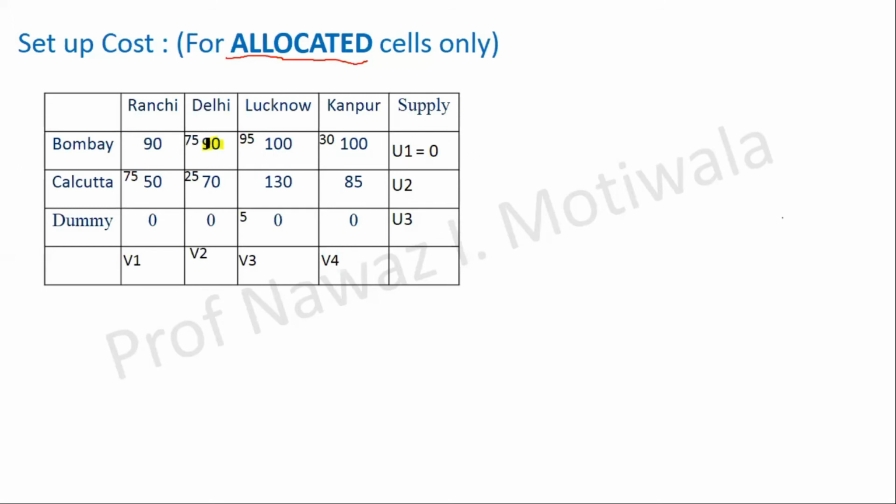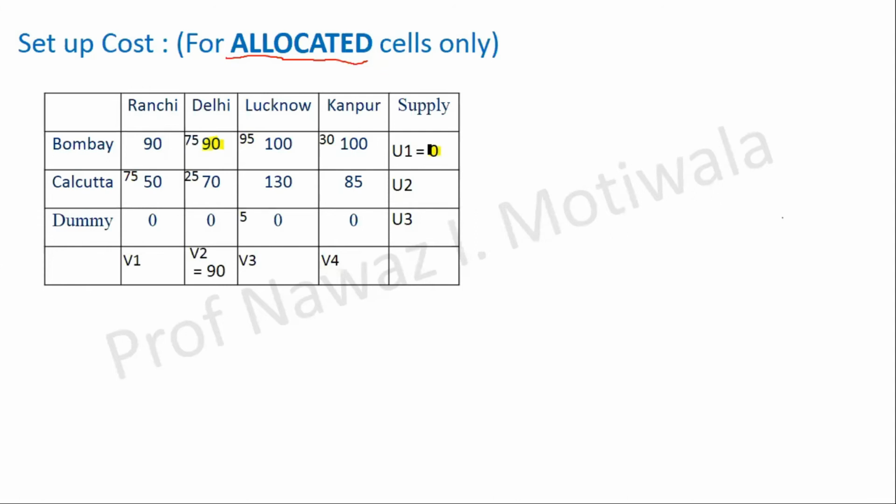First allocation is this one. So if U1 is 0, U1 and V2, because this is at position 1 and 2, should give me 90, out of which U1 is already 0. So what will be V2? V2 will be 90. And similarly, you have to find out all U's and V's.